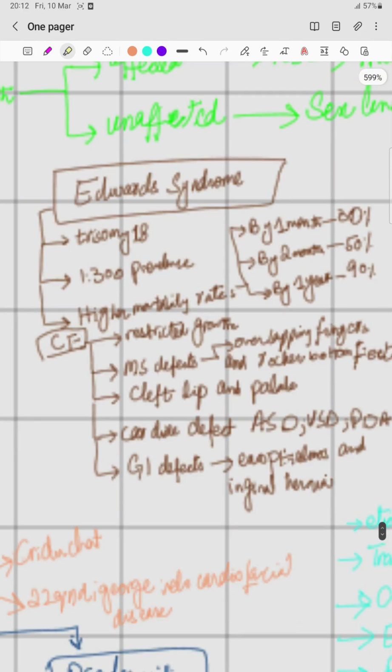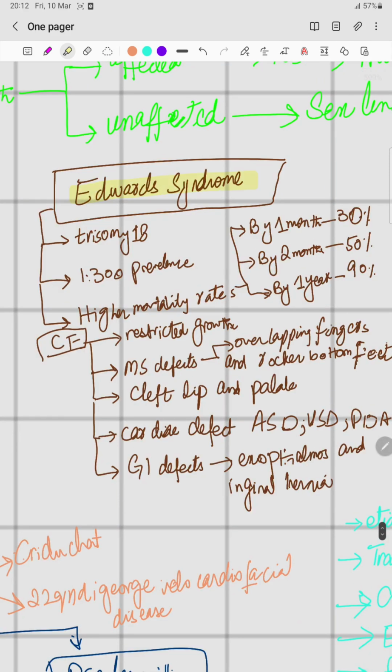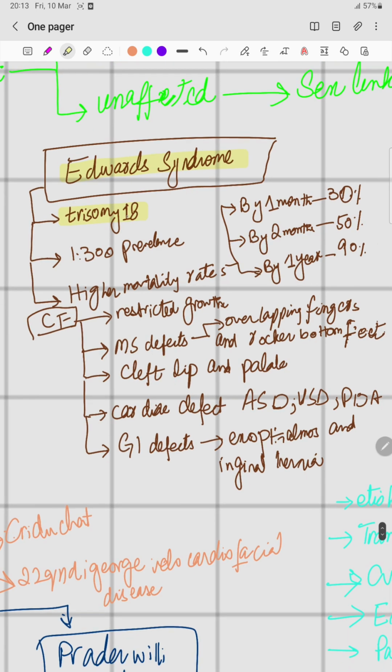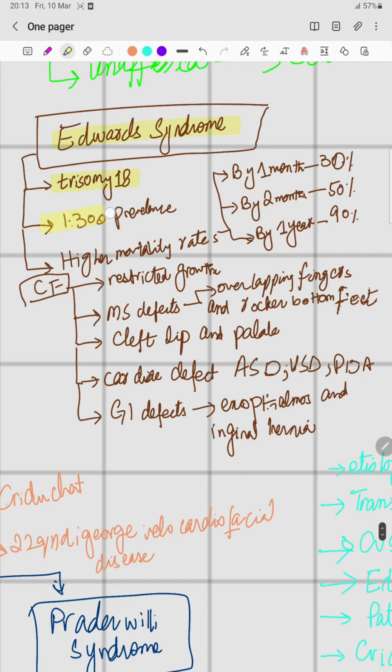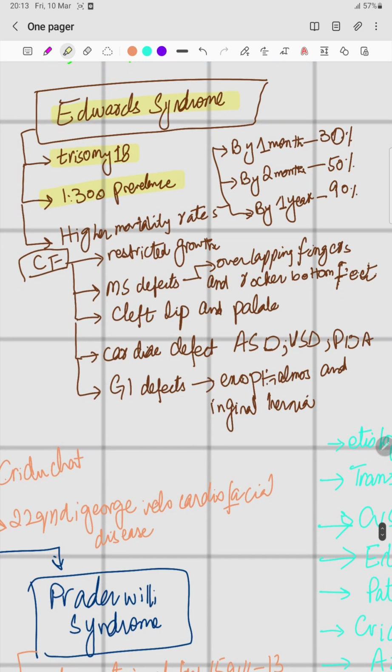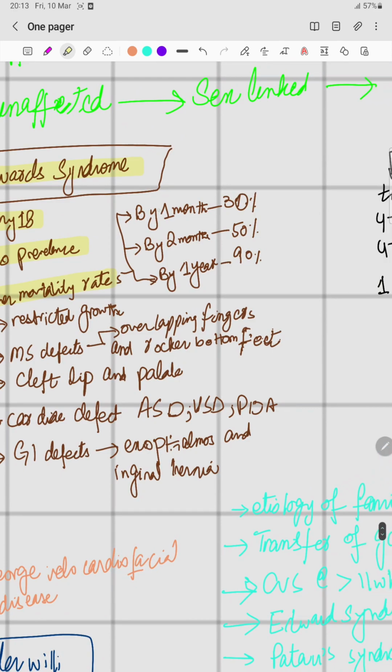So let's see Edward syndrome. It is also called trisomy 18: E for Edward and E for 18. The prevalence is 1 in 300, and it has a high mortality rate. By 1 month 30% of babies die, by 1 year 90% of the babies die.